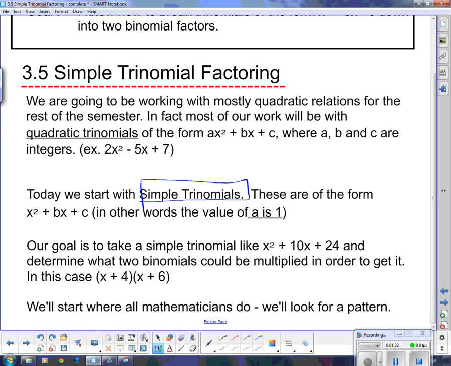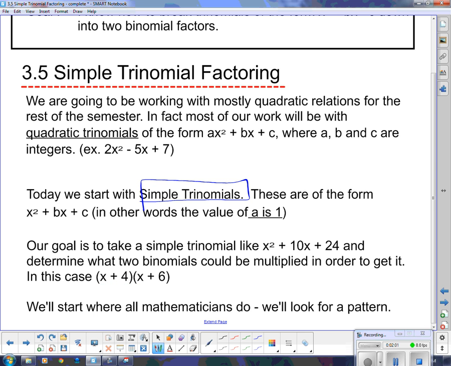So our goal is to take a simple trinomial like this one here, x squared plus 10x plus 24, and determine the two binomials that could be multiplied in order to get it. In this case, those two binomials are x plus 4 and x plus 6. And if you expand it out, you'll see that I'm right. So this is kind of the mathematical version of Jeopardy. This is our answer, ladies and gentlemen. What was multiplied to get it?